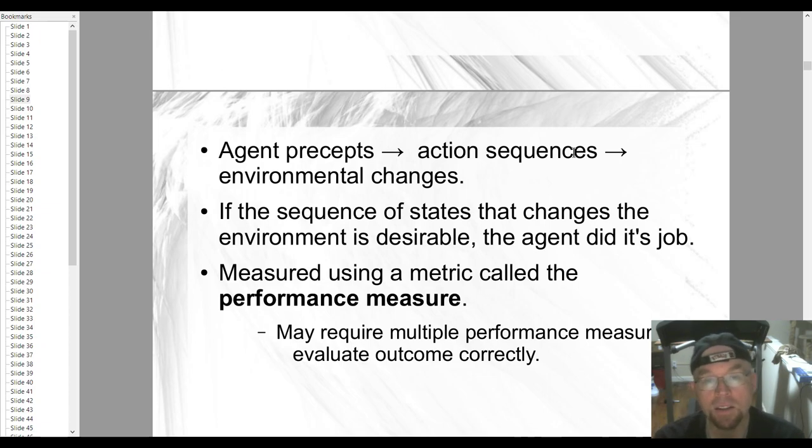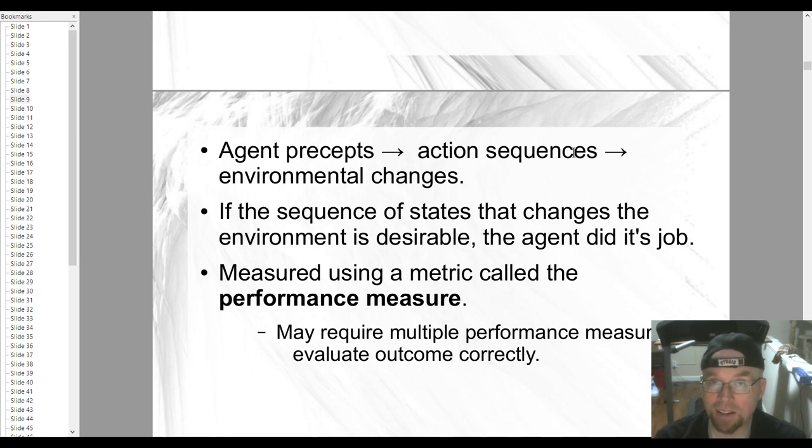So there's a chain of events, you could say. An agent perceives its environment, so an agent has percepts. It says precepts there, but it should be percepts, so it's a typo. Those percepts lead to sequences of actions, and those action sequences lead to changes in your environment. My agent, my vacuum cleaner, perceives it's in a dirty square. That's mapped to a particular action, which is suck. The result of that sucking is that my environment changed: the square is now clean. Now, if the sequence of states that changes that environment is what you want, then the agent did its job. Now, what do I mean by sequence of states?